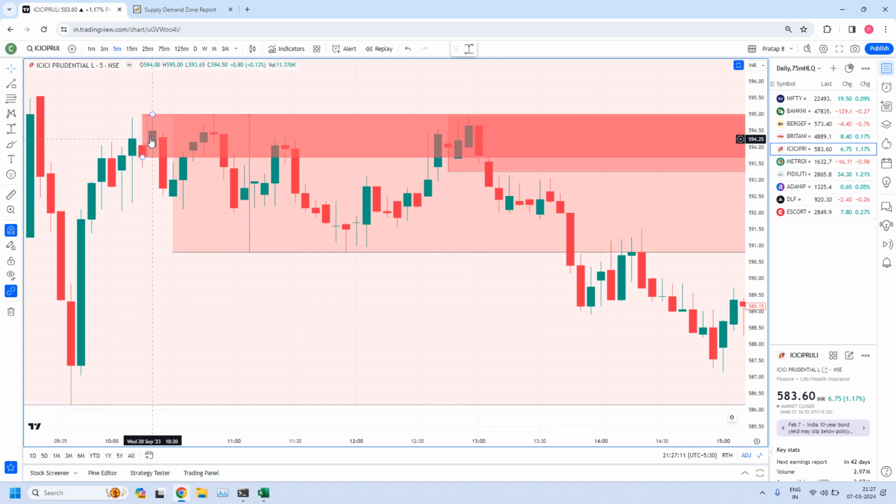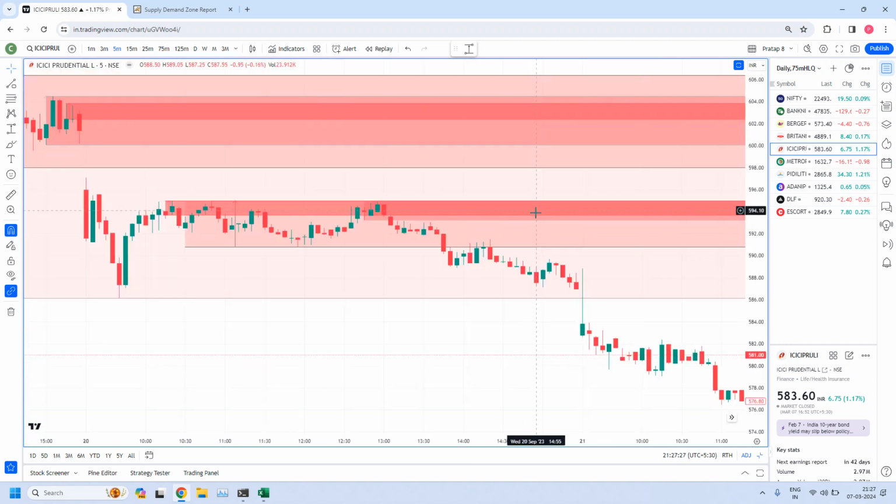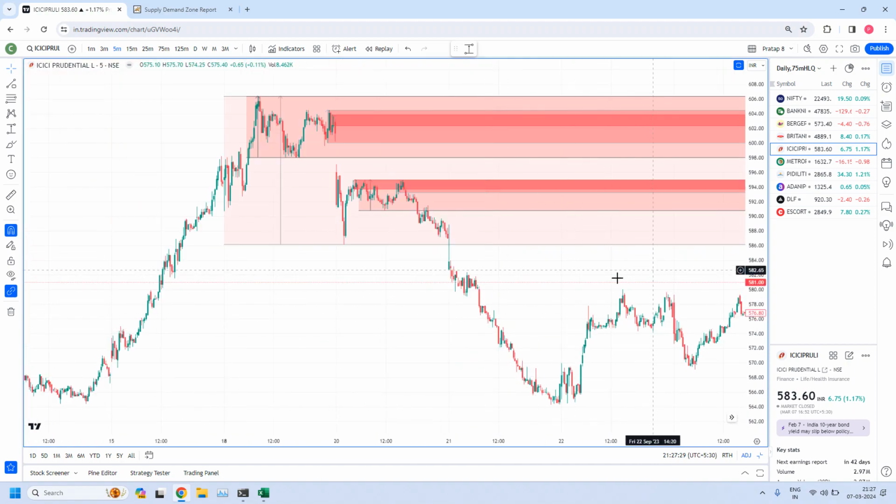See here, this is 595. From there it came down. Again here in this candle, 595. From there it came down. And here also at 595 it came down, but just a 5 paisa difference in this case. But the earlier ones were exactly 595, 595. And what is the next? Today. Next is today. See what happened today.